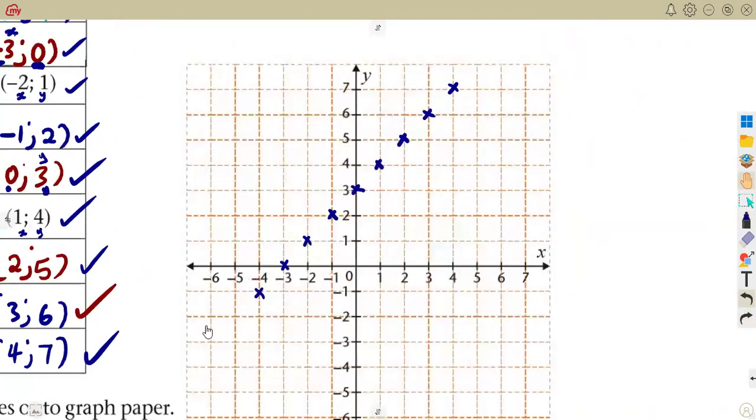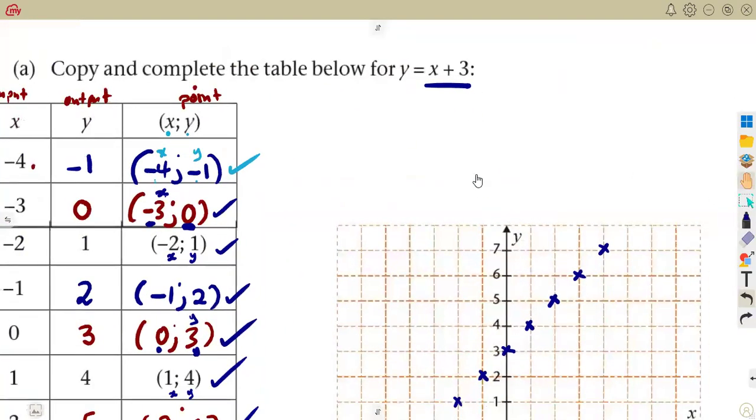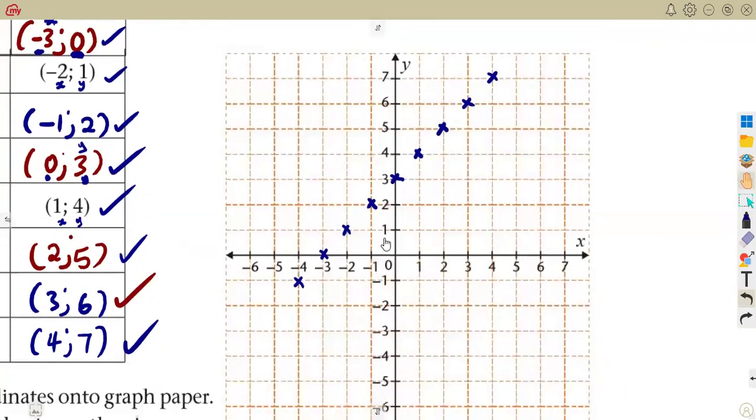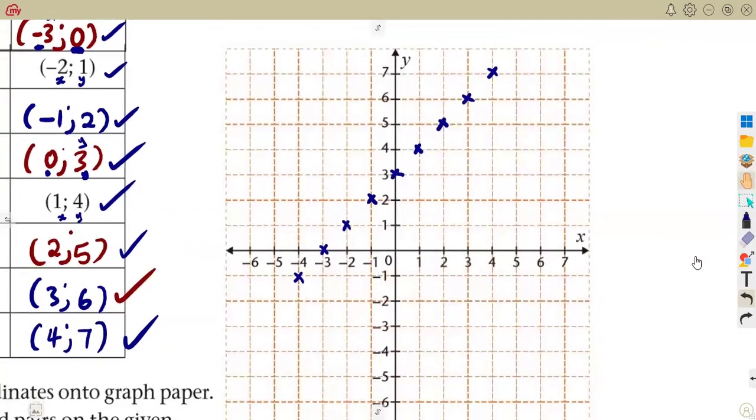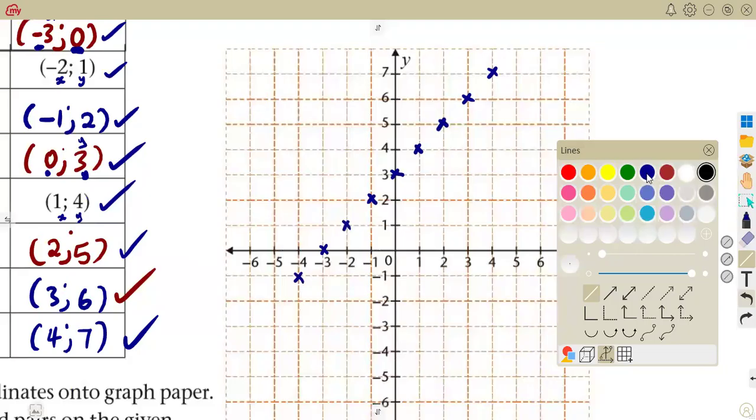Using your ruler, you can join these. Remember, as we can see, guys, these points form what? A straight line. Also the type of the equation there, remember this, is linear. So as we join them, they will form a straight line. Even if you do not know, you can see by joining these points that they are linear. They follow a linear pattern. So I'm just going to use a line there, to join these points.